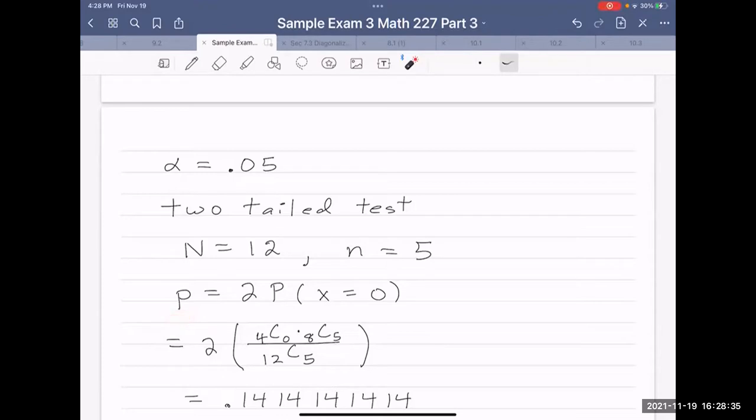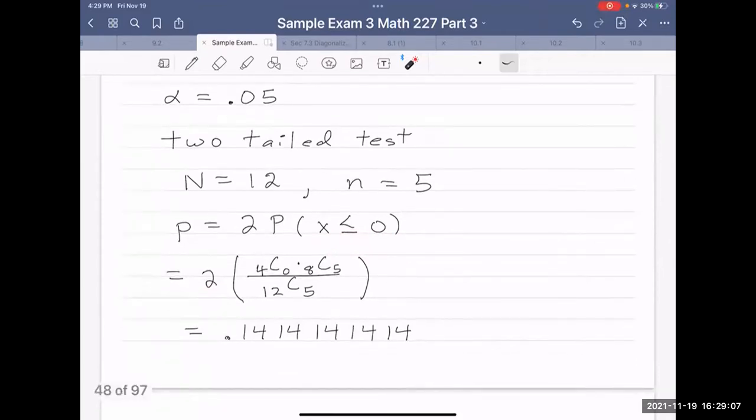Okay, so the p-value is equal to, again, it's a two-tailed test, so I'm going to have to do twice the probability that x is less than or equal to 0, which is the same as x equals 0. So I want to do twice the probability. In this case, x is less than or equal to 0.